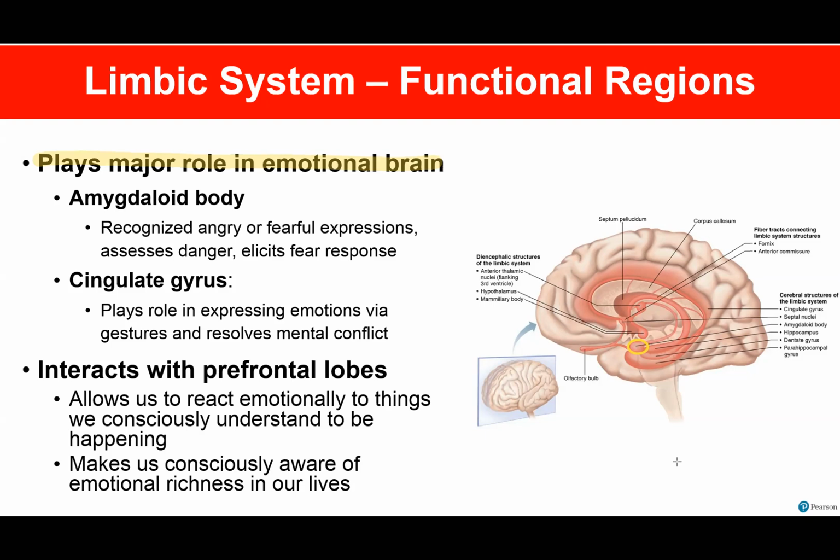So it's super fascinating. And then we have the cingulate gyrus, which plays a role in expressing our emotions through gestures. And additionally, the cingulate gyrus is also responsible for resolving any kind of mental conflicts. So the cingulate gyrus would be this guy right here, okay, that I just highlighted. In addition, the limbic system also interacts with our prefrontal lobes, and so this allows us to react emotionally to things that we are aware are happening, and also makes us aware of emotional richness in our lives. So like understanding that emotions are a thing that can have an effect on you. All of this is thanks to our wonderful limbic system.